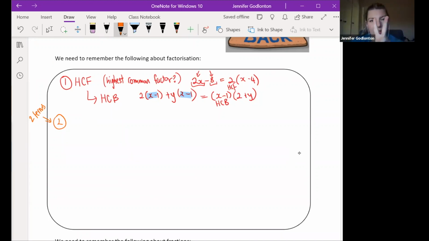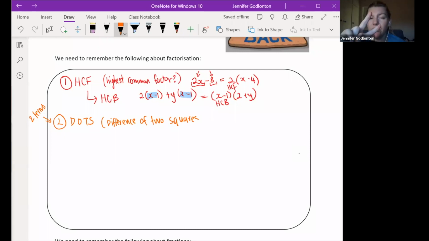So our question now has 2 terms. It didn't have a highest common factor, or it did and we took it out. What do we look for now? Great. Dots. Okay, so dot stands for difference of 2 squares.